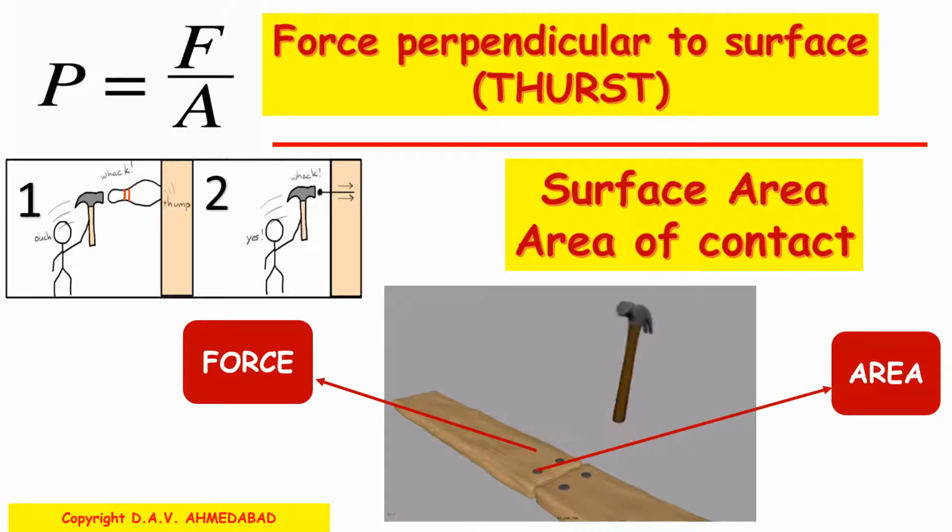Now look at picture 1 and picture 2. In picture 1, the surface area is more compared to picture 2. So, in picture 2, the pressure is more. Yes, the pressure is inversely proportional to surface area. So, in picture 2, the pressure is more compared to picture 1.